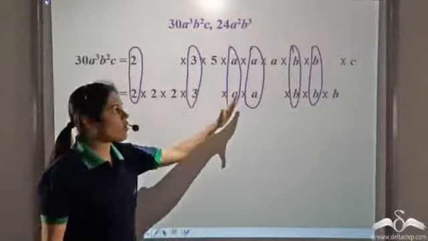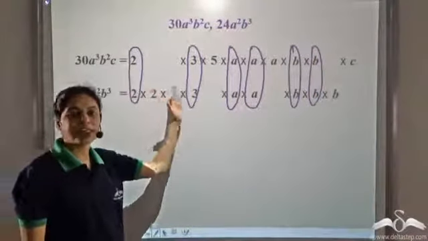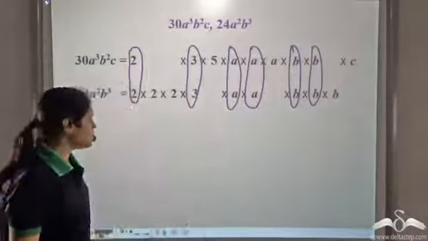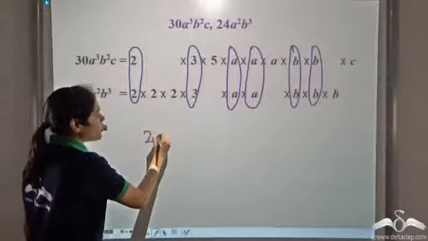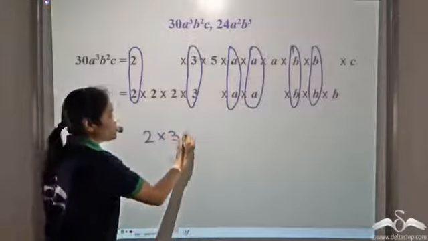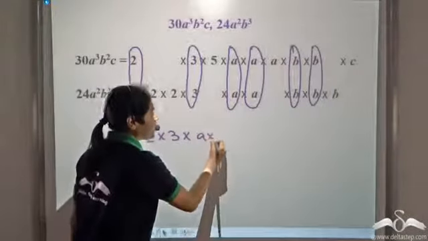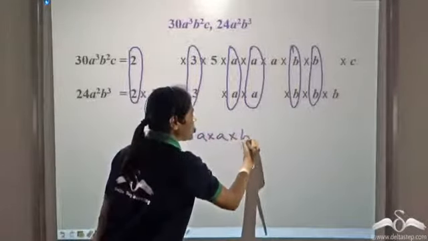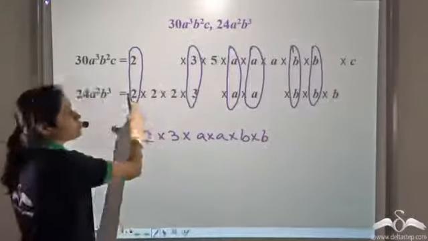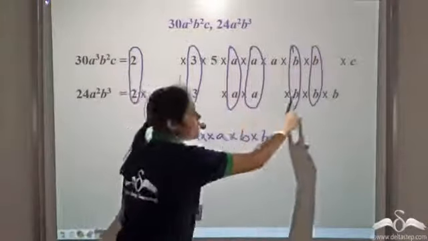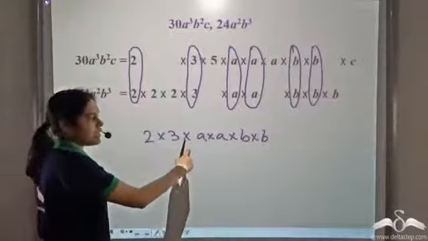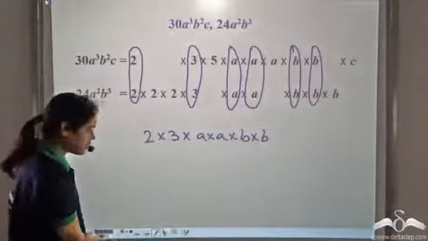So these are the common factors, that is the factors which appear in both. So we can write the HCF as a product of these: 2 into 3 into A into A into B into B. That is 2, 3, A twice and B twice.